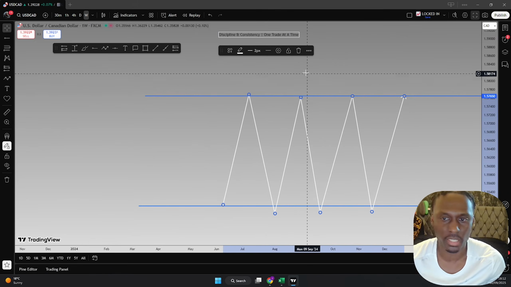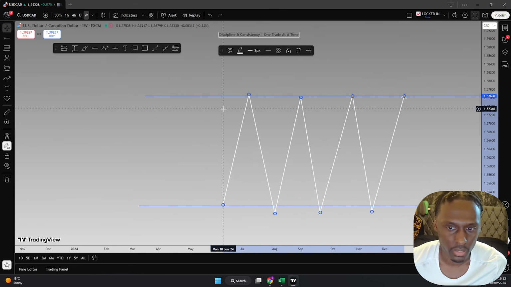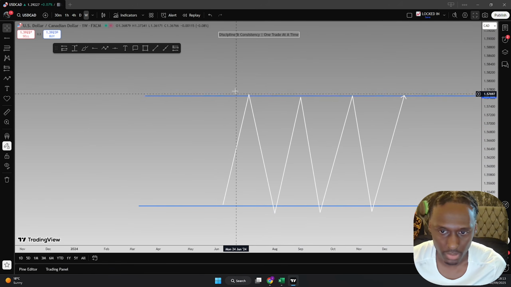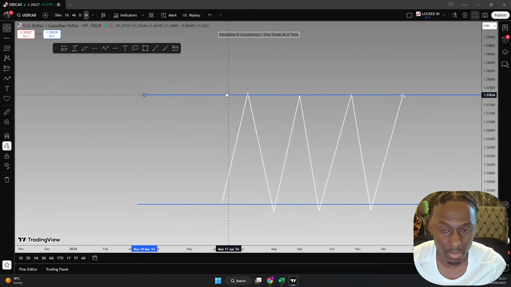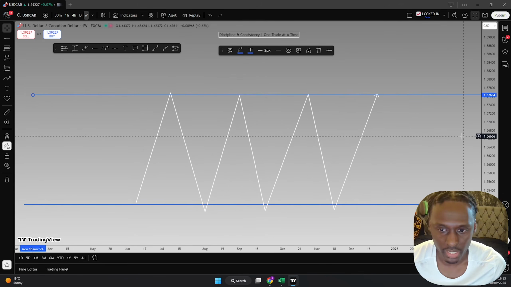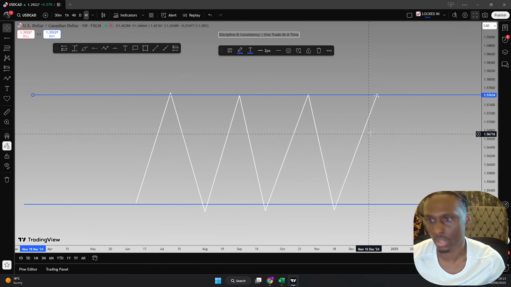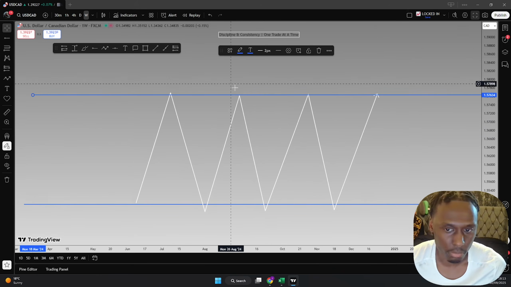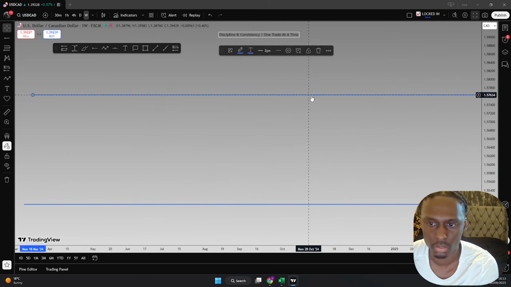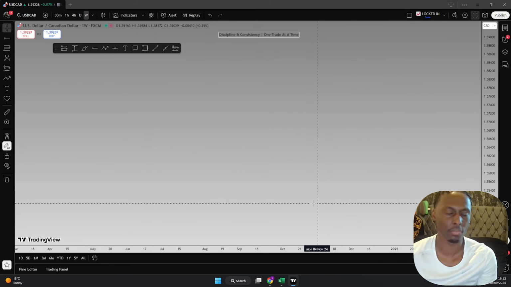But price is always the three things for me, the main things, or the four things I'll say. Price is always respecting support or resistance, or resistance support. It's either ranging, it's either trending up or it's trending down. That's literally what the market does. So that's how I see the market from a broad point of view.